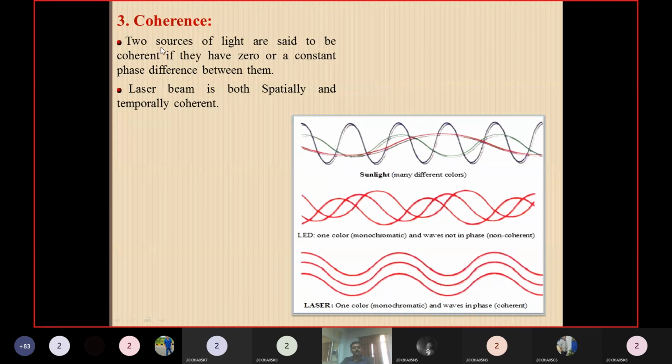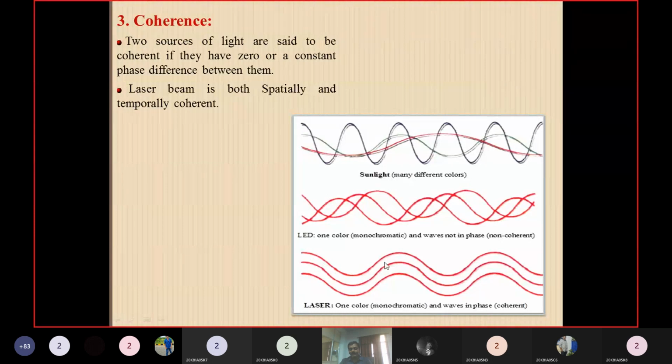Coherence. Two sources of light are said to be coherent if they have zero or constant phase difference between them. Here we are taking two photons traveling. What is the phase difference between them? If the phase difference between them is zero or constant, then we call those two photons coherent.